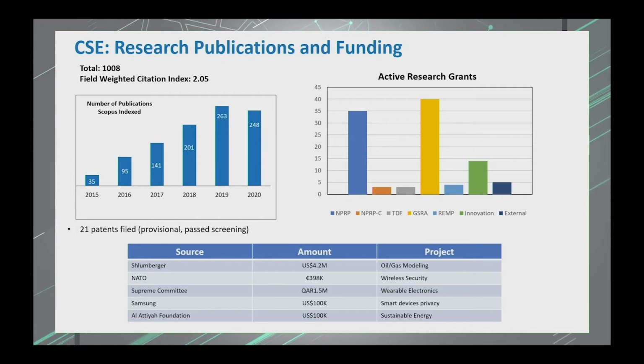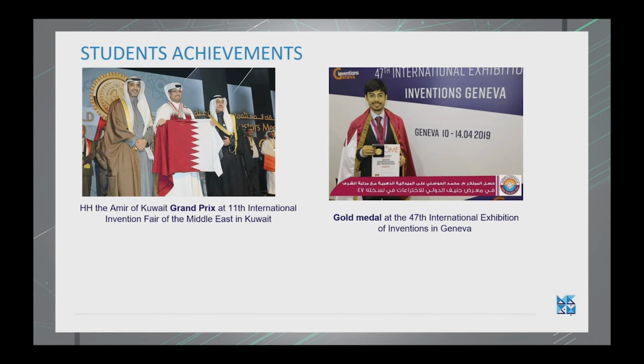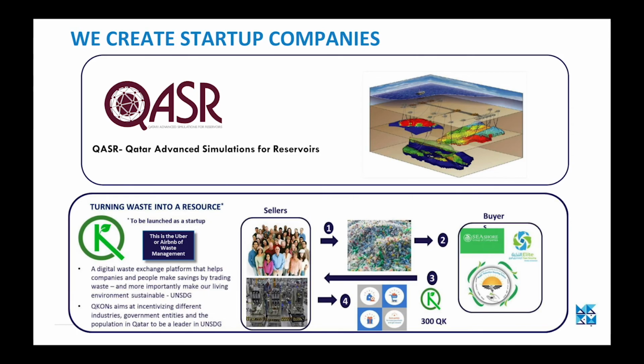So we have a large number of these funded research projects. We have a lot of achievements by our own faculty and the students. For example, one of our students received the Grand Prix in the International Invention Fair in the Middle East. It was given by His Highness, the Emir of Kuwait. Also, one other student received the gold medal at the International Exhibition of Inventions in Geneva in 2019. And many of our students started their own companies and they are extremely successful.